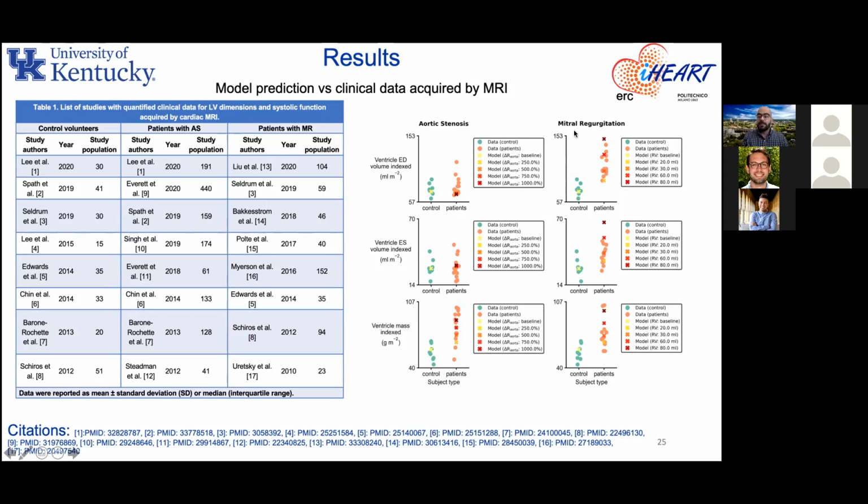For the next case, which was mitral regurgitation, as the severity of the volume overloading increased, the model predicted more increase in the ventricular mass index and also more dilation in the ventricular end diastolic volume and end systolic volume. Again, it was interestingly following the same trend that we were observing in the clinical data.